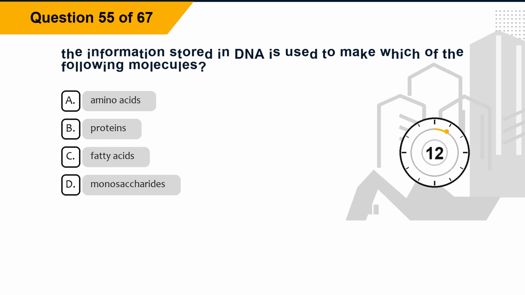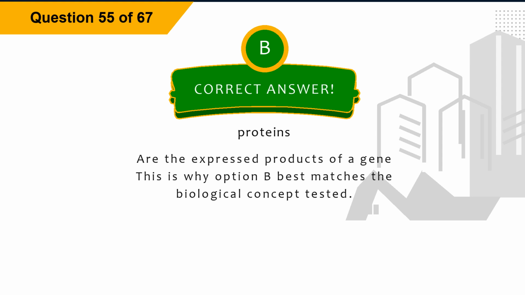Question 55. The information stored in DNA is used to make which of the following molecules? Option A, amino acids. Option B, proteins. Option C, fatty acids. Option D, monosaccharides. The correct answer is option B, proteins. Explanation: proteins are the expressed products of a gene. This is why option B best matches the biological concept tested.